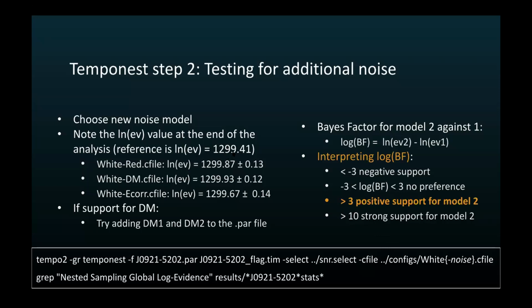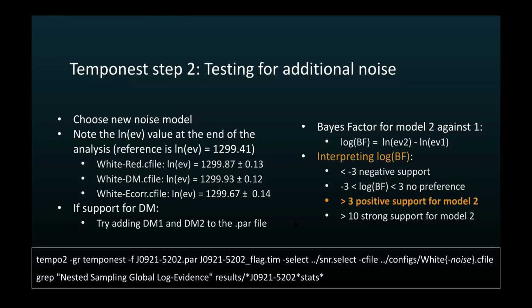Okay, and so in this case, if you look at the log Bayes factor, they're never above 3 for this pulsar. They're always in this regime, between -3 and 3. In fact, they're very close to 0, basically. So there's no preference for red noise or DM noise or correlated noise, meaning that we only have white noise in this data. And we're basically done in this case.